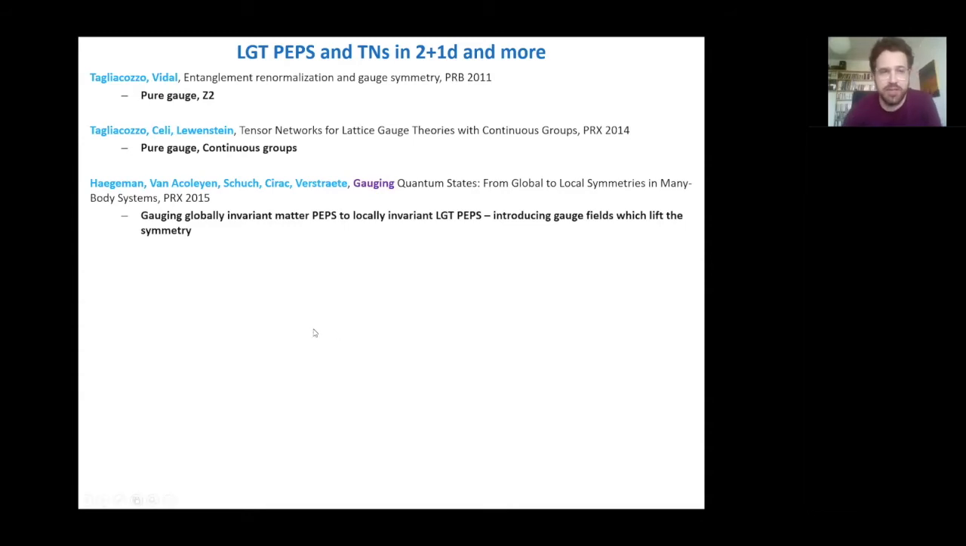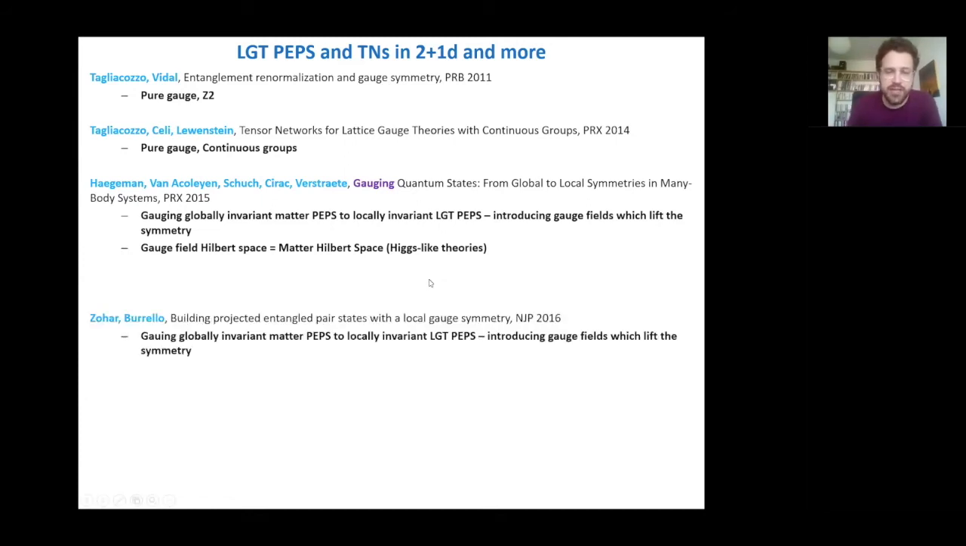And in this case, the gauging procedure that they introduced involved the introduction of gauge field Hilbert spaces that were identical to those of the matter, which in some sense, I will elaborate on that later, corresponds to considering theories with Higgs-like matter.